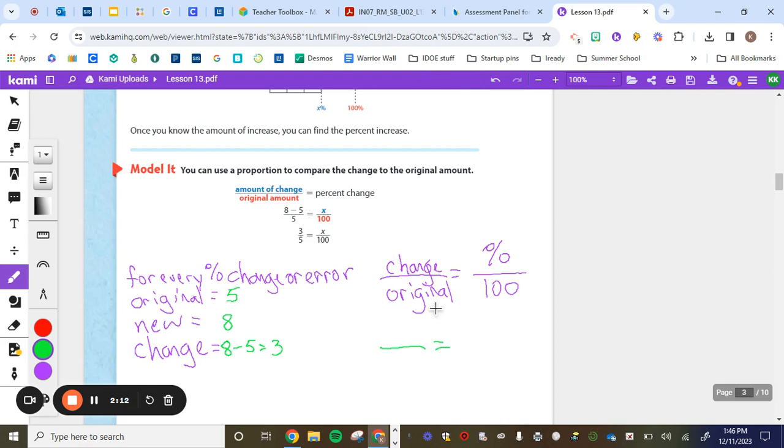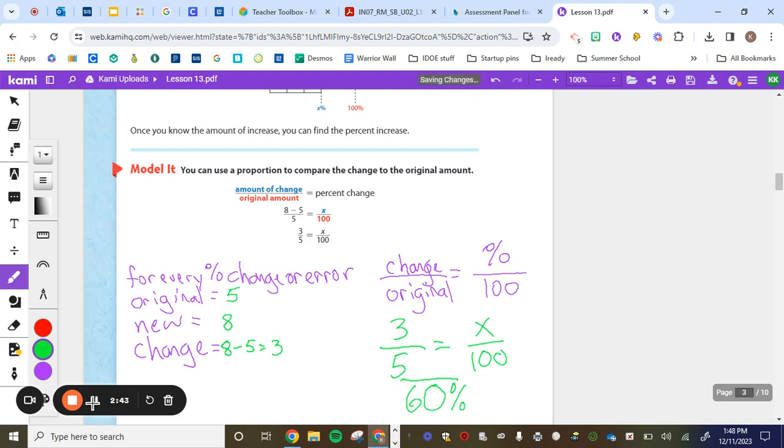So when we're setting up our proportion, it will be 3 was the change over the original of 5. And then 100, and we are looking for the percent. So that's where our variable is going to go. And when we cross multiply, we will get 60, but this is an interesting case because we are looking for the percent. We haven't found a question where we're finding the percent yet. So the 60 is over 100, so 60%.